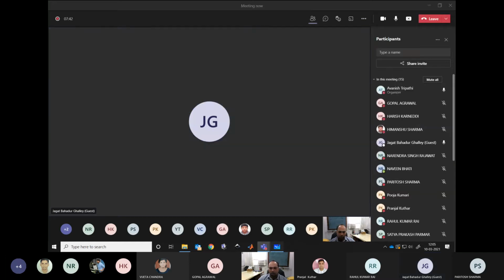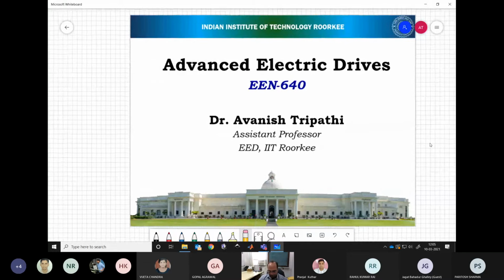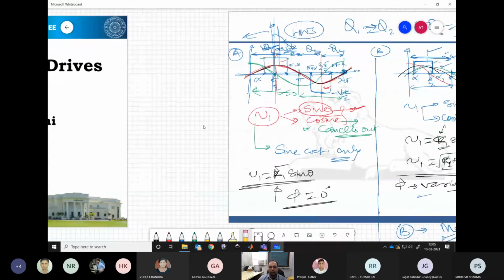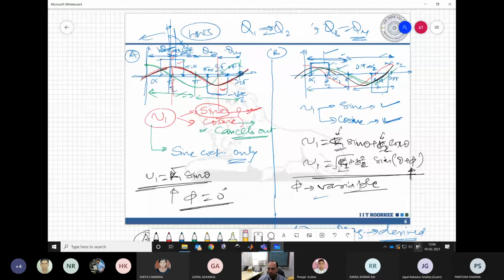Fine. So yes, today is the 11th lecture and we are discussing the pulse width modulation techniques for the electric motor drive, and particularly for the induction motor drive when we have to operate in V by F mode. We need to have this variable amplitude, variable frequency kind of operation for the converter. And in that we are discussing several things.